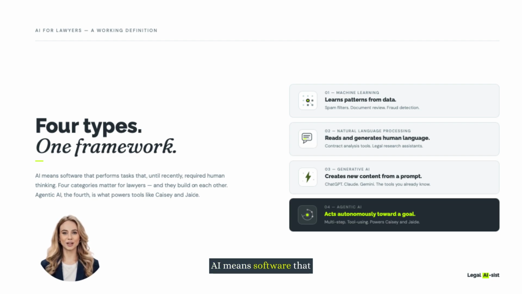AI means software that performs tasks that, until recently, required human thinking. For lawyers, 4 categories matter, and they build on each other. The first is machine learning. This is software that learns patterns from data. This is how, for example, spam filters work, how document review platforms flag relevant documents, and how fraud detection systems operate. It is not new. It has been running quietly in the background for years.